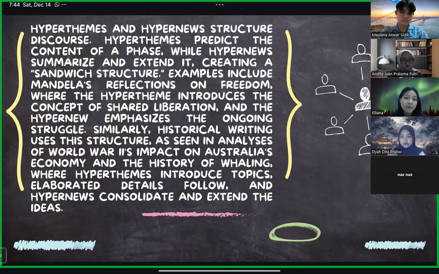And hyperthemes and hypernews structure discourse. So hyperthemes predict the content of a phase, while hypernews reinforce its structure. Examples include Mandela's reflection on freedom, where the hypertheme introduces the concept of shared liberation, and then the hypernews emphasizes the ongoing struggle. Similarly, historical writing uses this structure, as seen in analysis of World War II's impact on Australia's economy and the history of whaling, where the hyperthemes introduce topics, elaborated details follow, and hypernews consolidate and extend the ideas. Next, please.